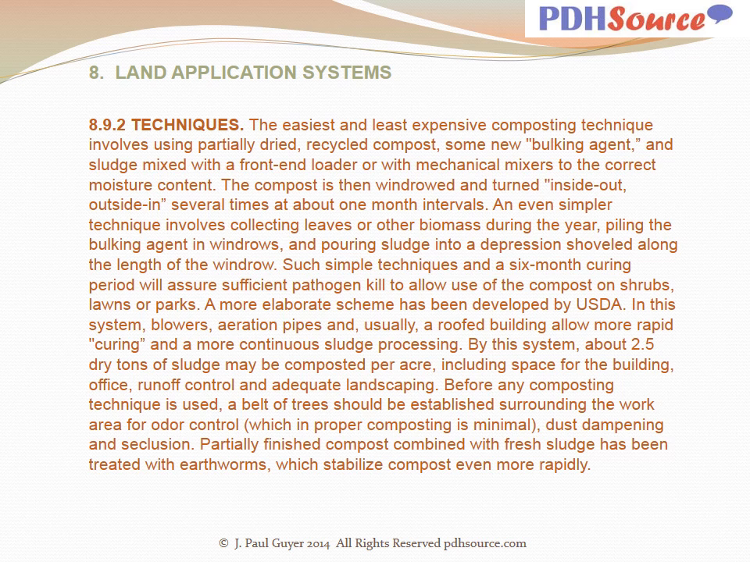A more elaborate scheme has been developed by the USDA. In this system, blowers, aeration pipes, and usually a roofed building allow for more rapid curing and a more continuous sludge processing. By this system, about 2.5 dry tons of sludge may be composted per acre, including space for the building, office, runoff control, and adequate landscaping.